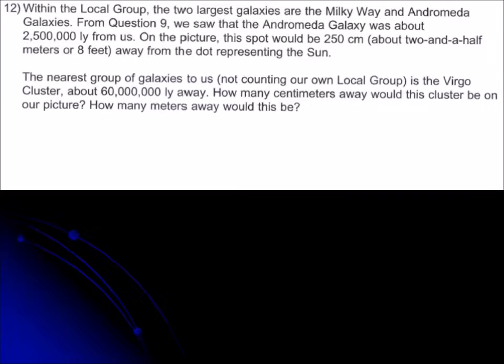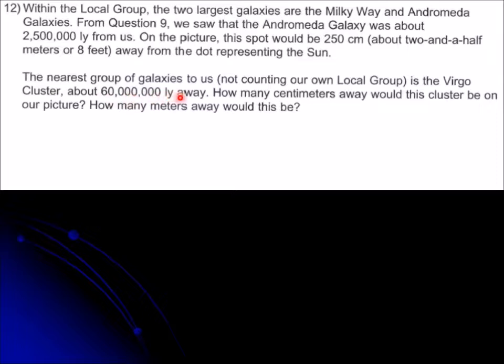Question number 12, within the local group, and we're going to see what the local group is in the next chapter. It's a group of galaxies to which the Milky Way belongs. The two largest galaxies are the Milky Way and Andromeda. And from question 9, we saw the Andromeda was about these many light years from us. On the picture, this spot would be 250 centimeters, 2.5 meters, or 8 feet away from the dot representing the sun.